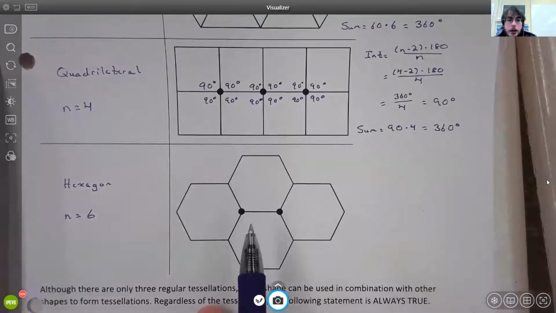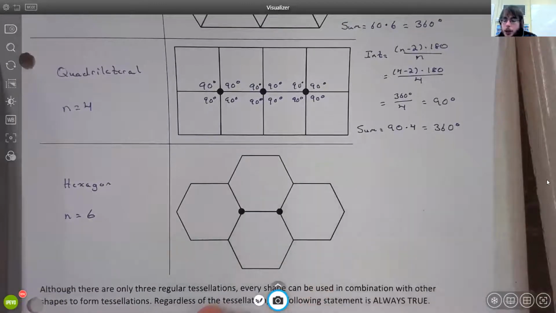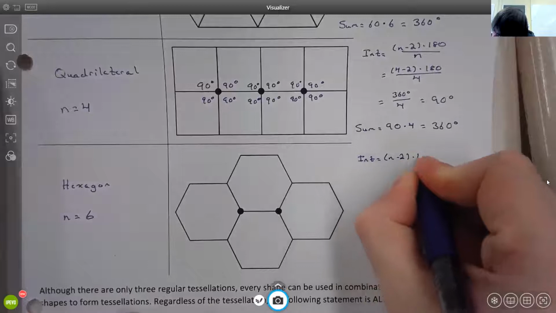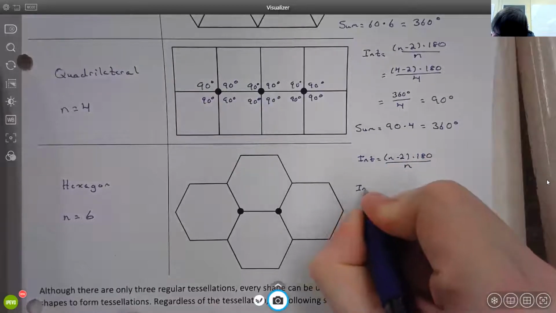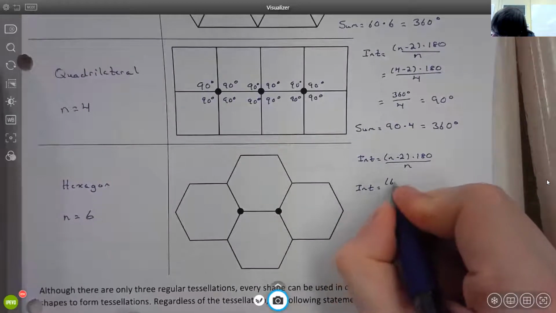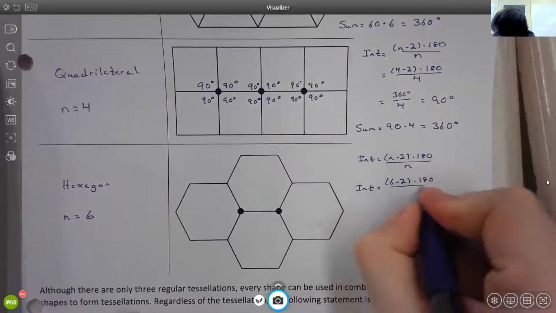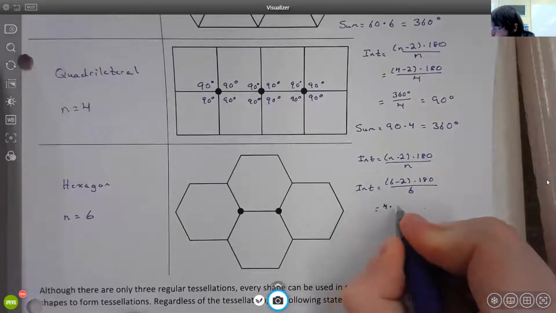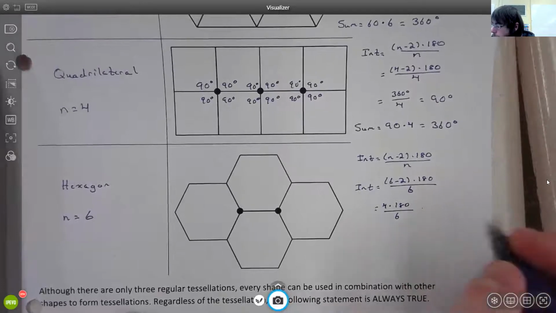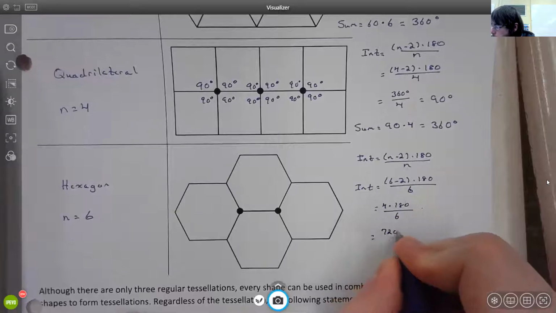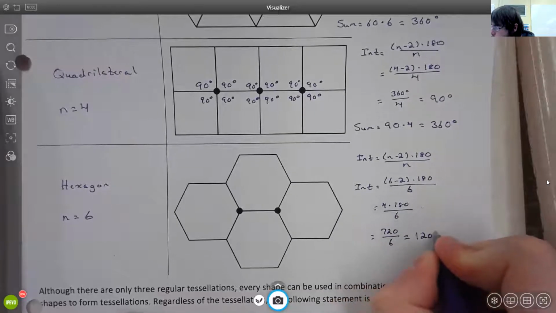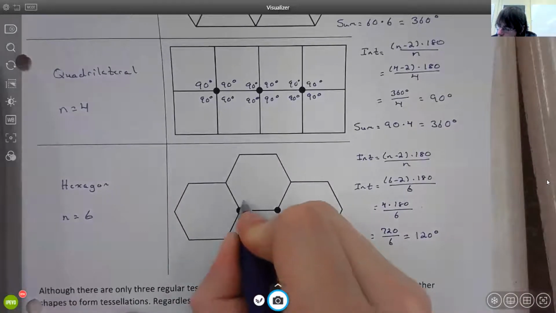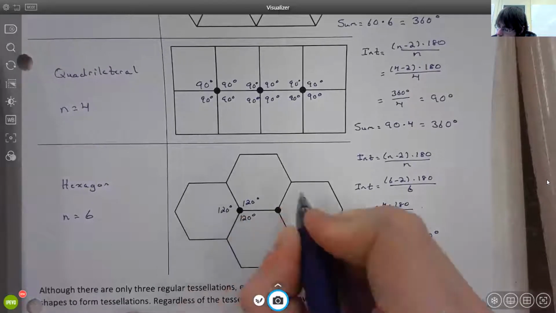Now we're going to do the same thing here. We're going to find the interior angle and then figure out what our sum is. So the interior angle is n minus 2 times 180 divided by n. So we get 6 minus 2 times 180 all over 6. 6 minus 2 is 4 times 180 divided by 6. 4 times 180 is 720 divided by 6, which is 120 degrees. So all of your interior angles here are going to be 120 degrees.